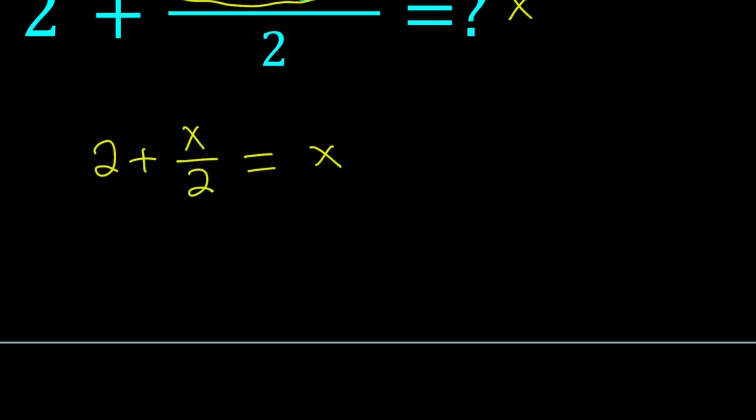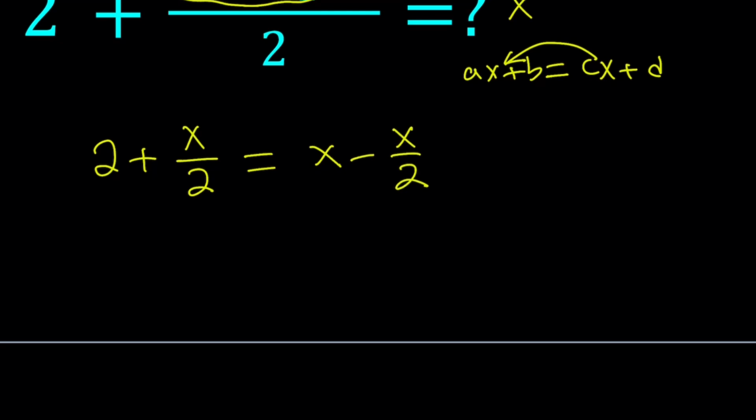So what I need to do is get the variables on the same side. For people who are new to algebra, when you have an equation like ax plus b equals cx plus d, with variables on both sides and you're trying to solve for x, you want to bring them to the same side so you can isolate x. Make sense? A very important algebraic principle. So that's what I'm going to do. I'm going to subtract x over 2 from both sides. Simple. And then we're going to get the answer.